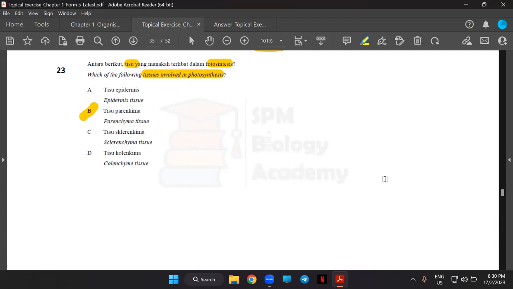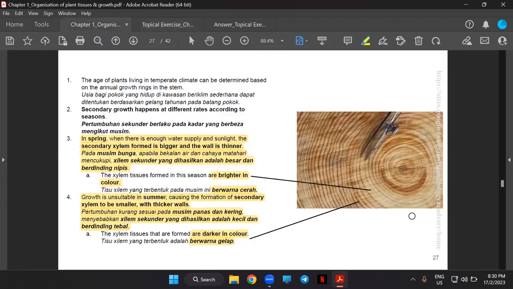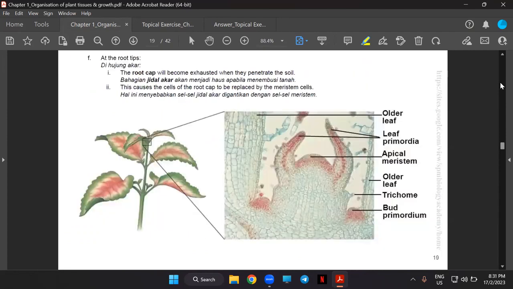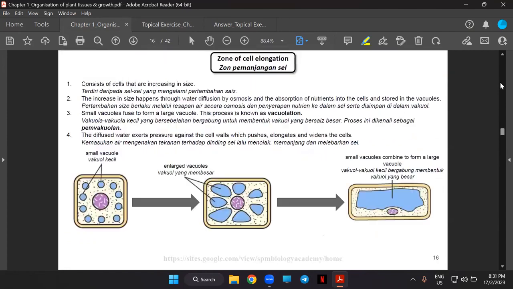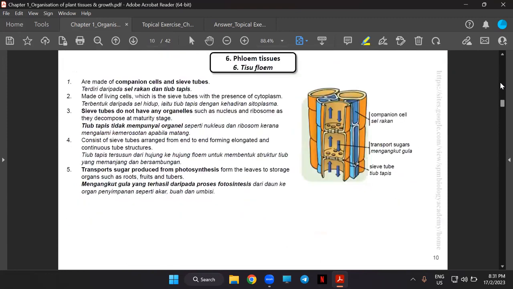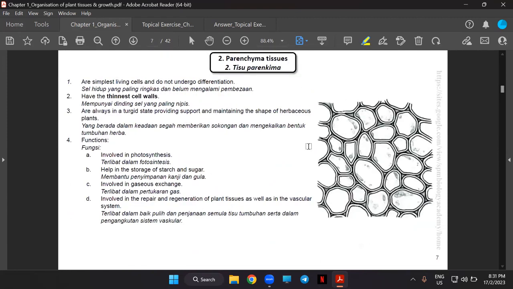Parenchyma tissue. Di mana, okay, let me show to you. I'm not very sure whether you still remember or not, tapi saya ada bagi tahu. I have mentioned this when we are going through our notes. Okay, nampak di sini mana dia? Involved in photosynthesis, terlibat dalam fotosintesis. Itu jawapan dia. Parenchyma. Seperti yang saya bagi tahu hari itu semasa kelas kita, we are discussing the note.